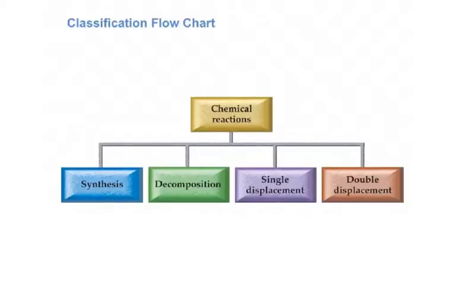Now, take a look at this. We're going to learn how to classify reactions. So I'll talk briefly about each of these, but there's synthesis, decomposition, single and double replacement, and I will mention a fifth one called combustion. So we're actually going to look at 5 different types of reactions.